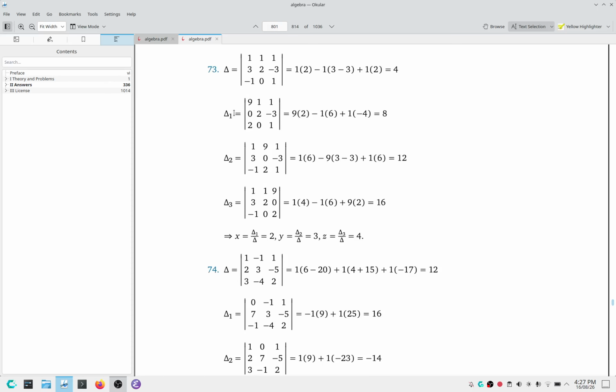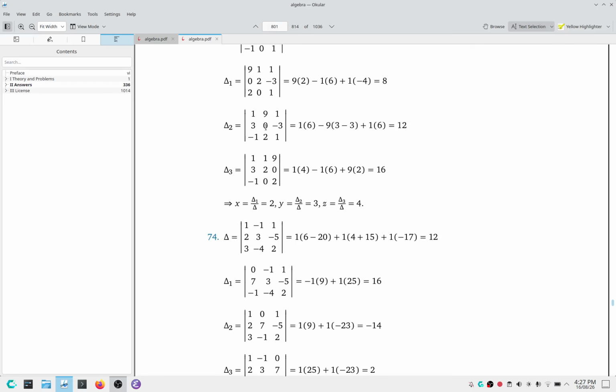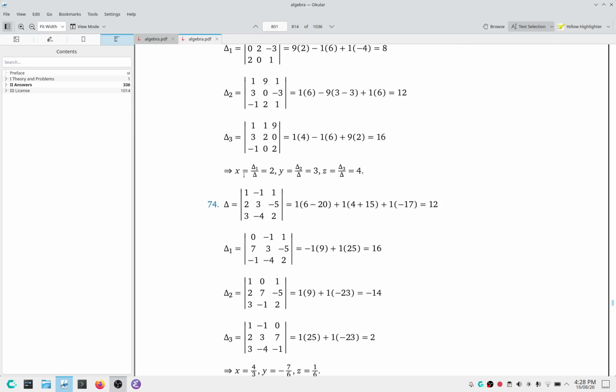Then we have delta 1, where we substitute the constants for the coefficients of x. So the first column becomes 9, 0, 2 and we evaluate it to be 8. Then with the coefficients of y replaced by the constants, delta 2 is 12. And similarly, delta 3 is 16. Once we have that, x is equal to delta 1 upon delta, y is equal to delta 2 upon delta, z is equal to delta 3 upon delta, that is 2, 3, and 4.